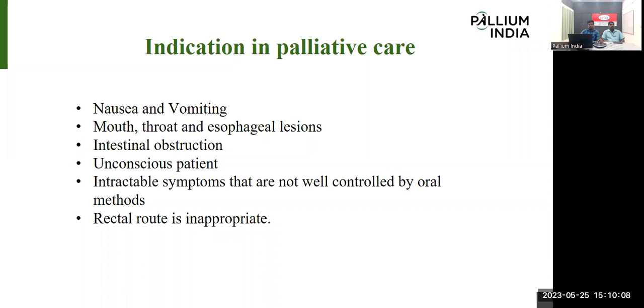In some situations, the rectal route also becomes inappropriate. For example, if the patient is diagnosed with cancer of the rectum, already having a mass or lesion, or rectal bleeding or spurious diarrhea, these are some of the situations that make the rectal route inappropriate for the patient. Then also we need to change the oral form of medication, tablet or syrup, to the injection form of medication. In such situations also, we can use injections and give them subcutaneously.